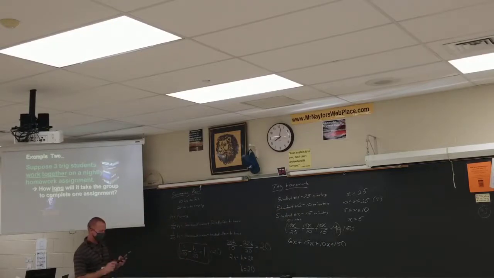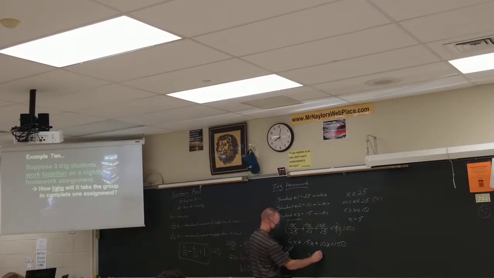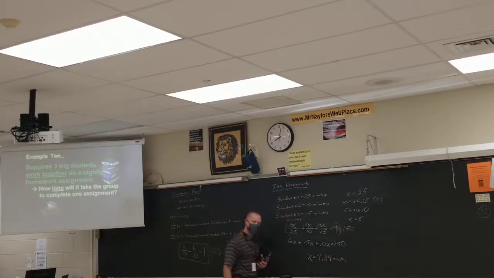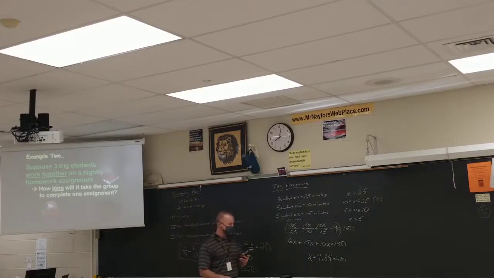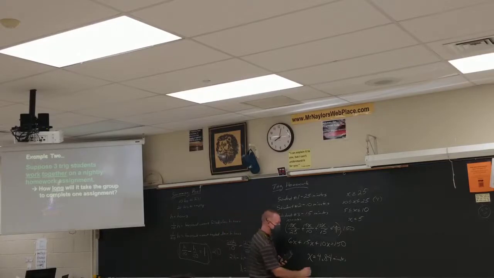And so what's 150 divided by 31? 4.8. Now, of course, let's not be silly. That's not 4 minutes and 84 seconds. That's not the way time works. In fact, it's 0.84 of 60. It's approximately 50 seconds.